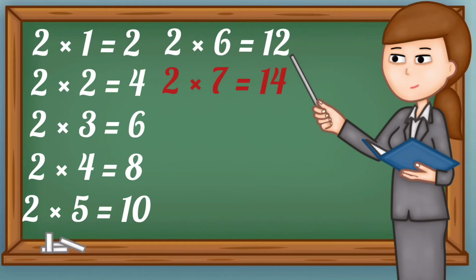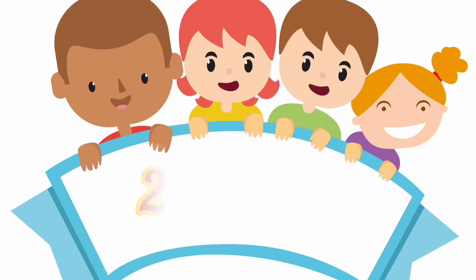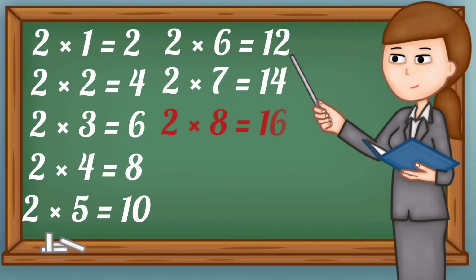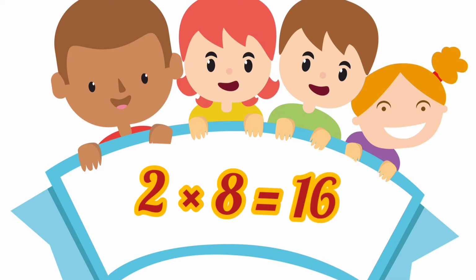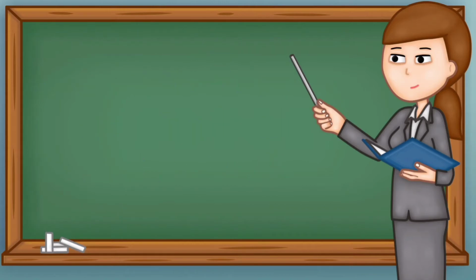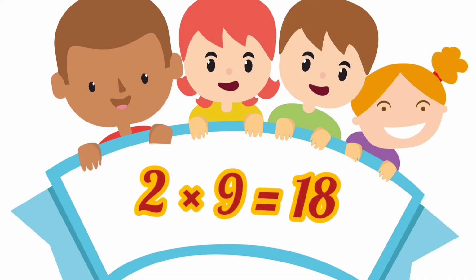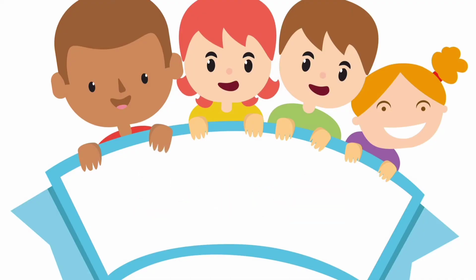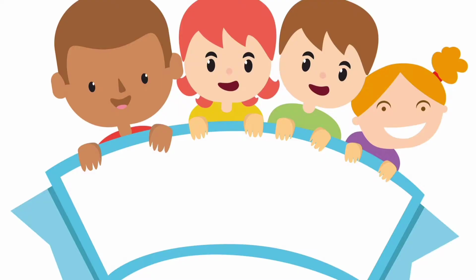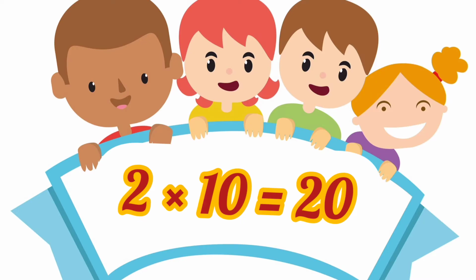2 sevens are 14. 2 7s are 14. 2 eights are 16. 2 8s are 16. 2 nines are 18. 2 9s are 18. 2 tens are 20. 2 10s are 20.